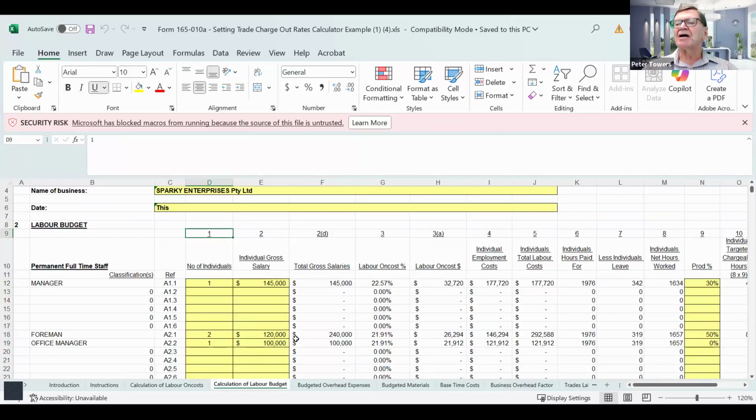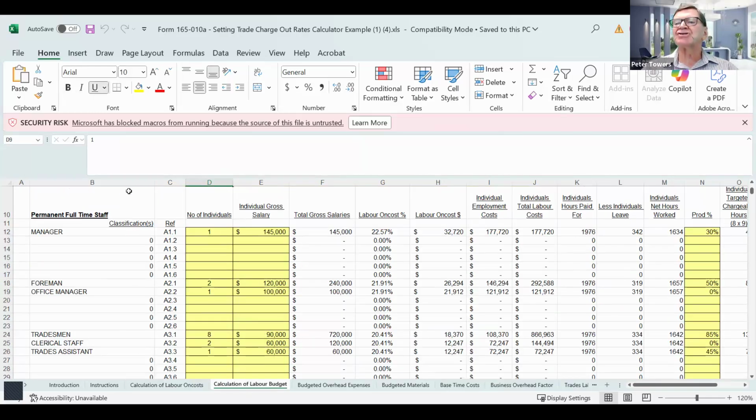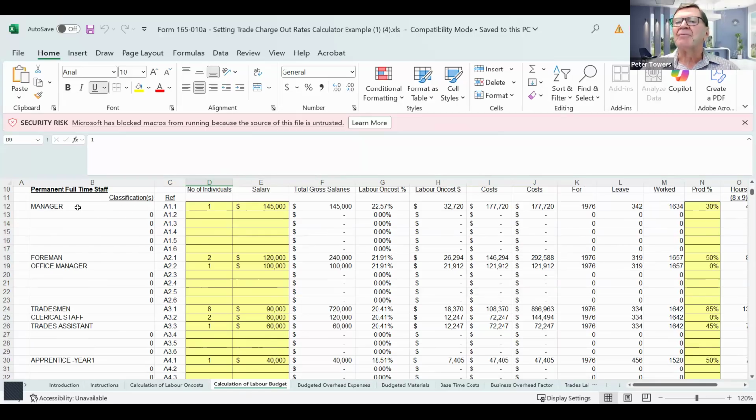We then move into the labour budget, where the information is transferred. So the manager was in A1, first spot on that list, so it's A1.1, and you have to insert the information into the yellow columns. So there's one manager and the salary is $145,000. The system has transferred the rest of the information across. If we look at a foreman, there are 2 foremen, their salary is $120,000. So the system's obviously calculated the $240,000.